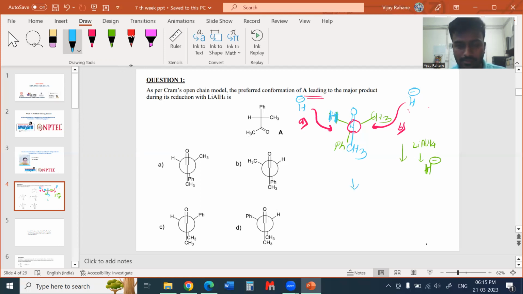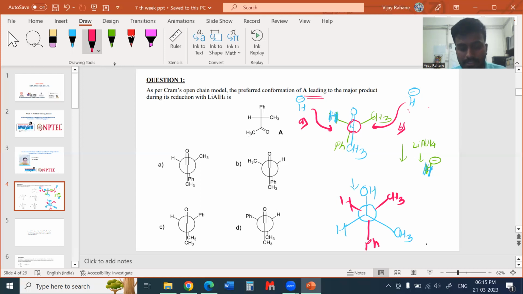So if you draw the major product, the carbonyl carbon's C double bond O is converted into OH. The hydride that attacked came from the LiAlH4, so this hydride is here, and the remaining back side groups are the methyl group like this, hydrogen like this, and the pH like this. So this one is the major product.